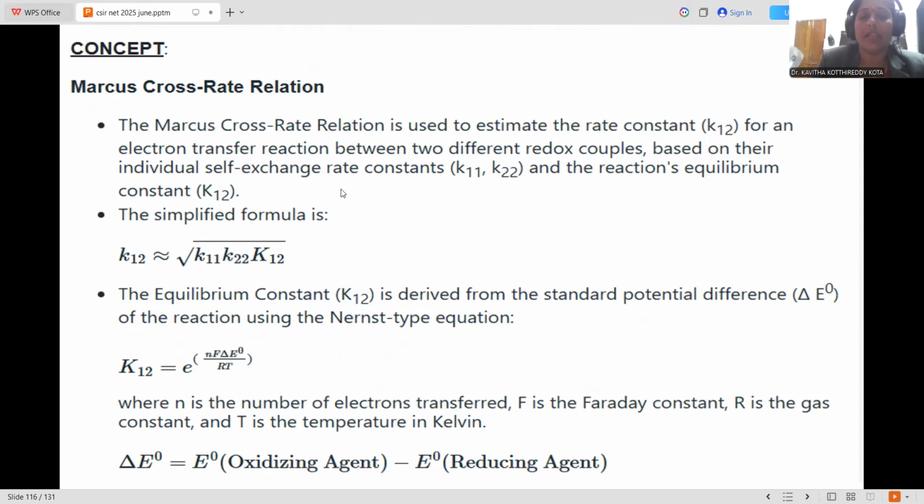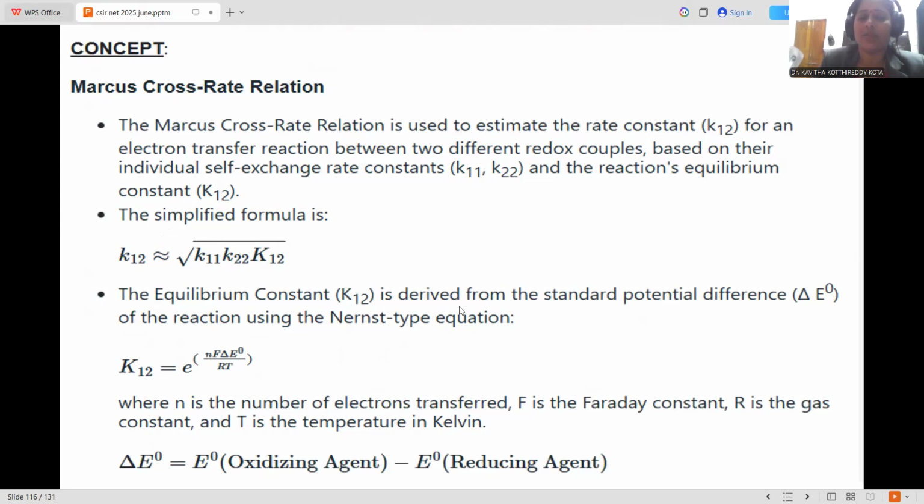So here, the individual compound cerium +4 to +3 is indicated with K11, and the iron phenanthrene complex self-exchange rate is indicated with K22. If both are existing in equilibrium, that is indicated with K12. The simplified formula will be K12 is equal to under root K11 K22 K12.